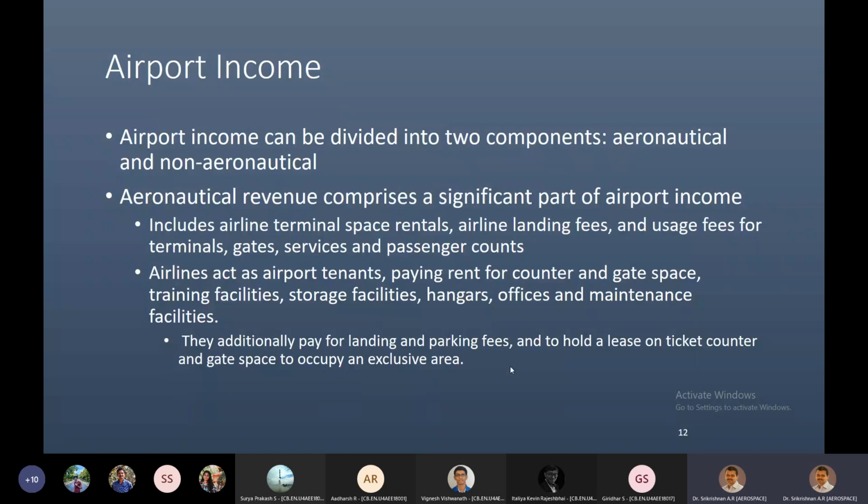In addition to that, landing and parking fees. We have mentioned it already. And the usage of the ticket counter, I guess that also falls in what was mentioned earlier.